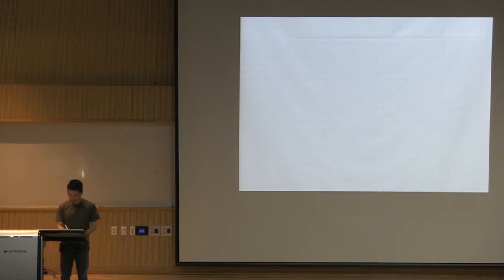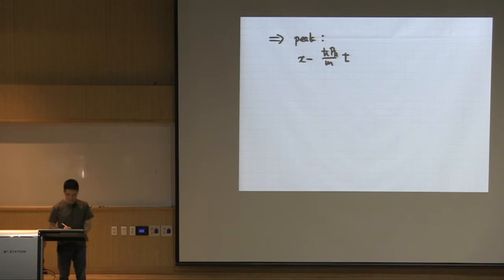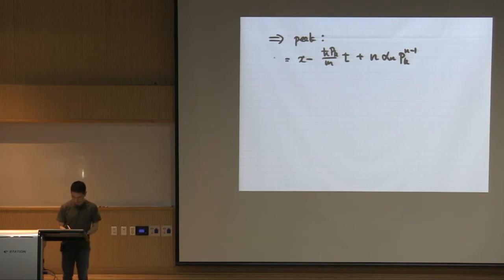So let's find the peak. If you calculate the peak, then what you get is, again, the ordinary part coming from the original f of p, and in addition to that, you have n times α_n times p_k to the n minus 1. Sorry, this is k, because I need to evaluate this equation at p equals p_k. So this determines the position of the peak.